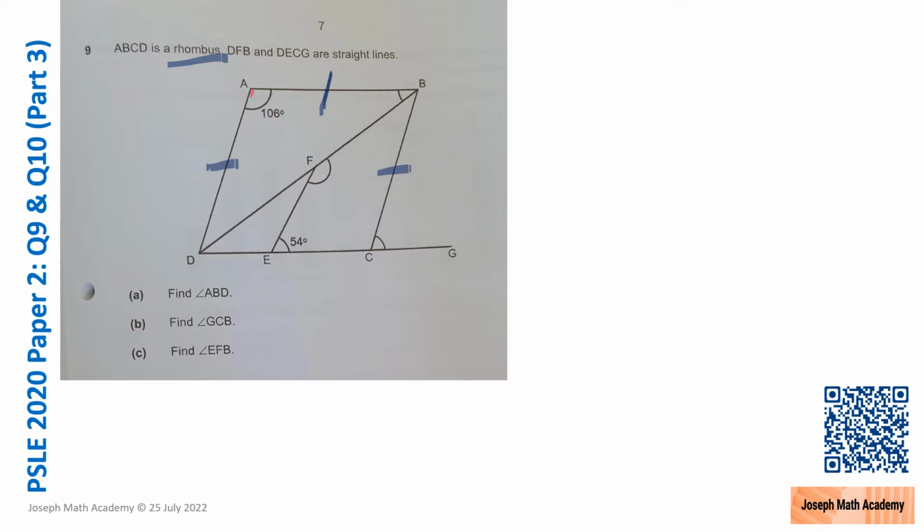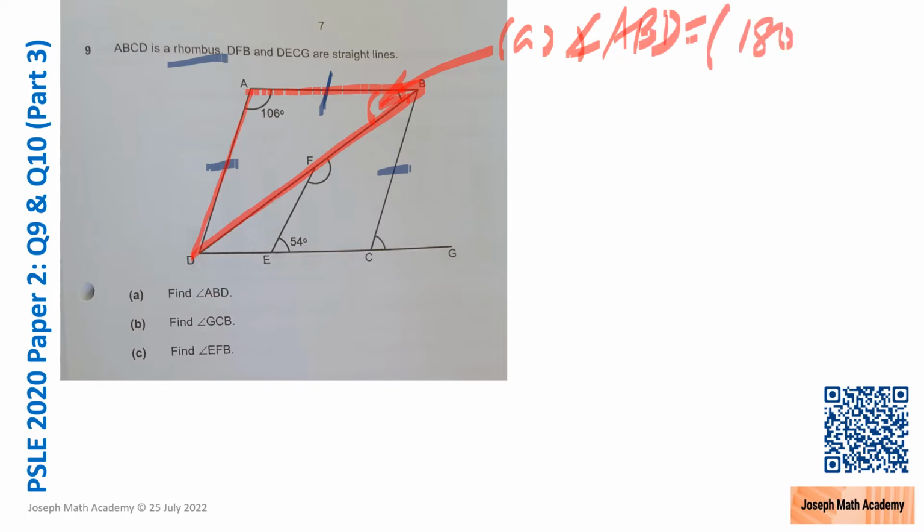Now, looking at the rhombus, it has 2 identical isosceles triangles. So meaning we can find this angle here, which is part A. So angle ABD is equal to 180 subtract 106 divided by 2. 180 degrees minus 106 degrees, the difference divided by 2, helps us to get 37 degrees. A is done.